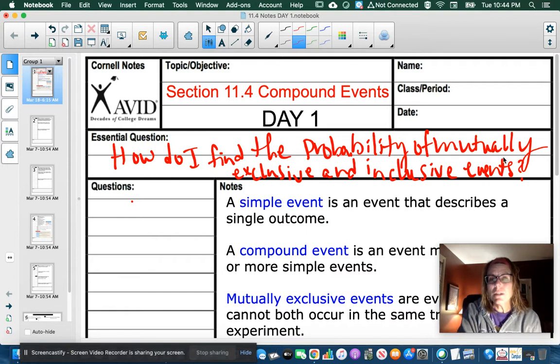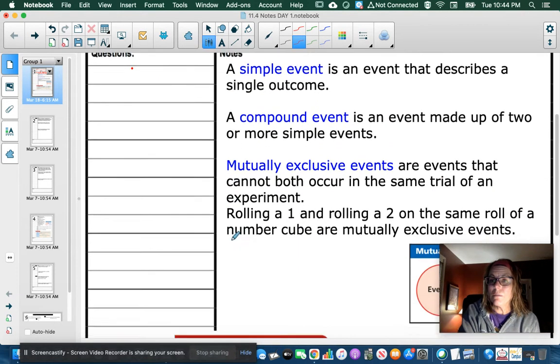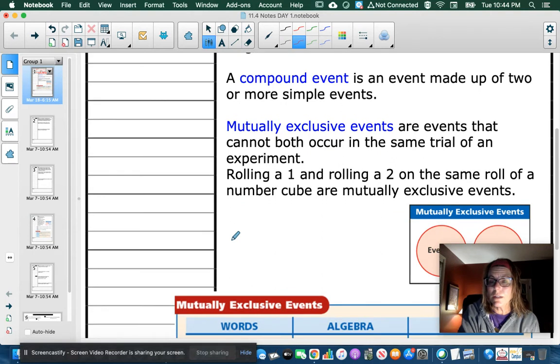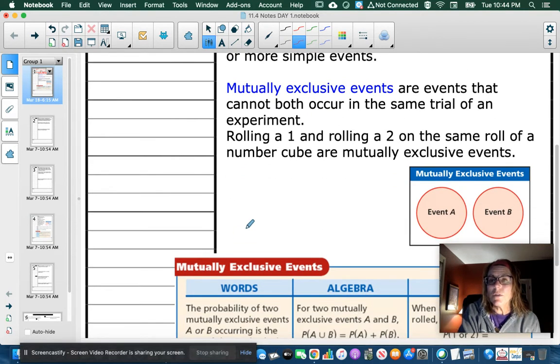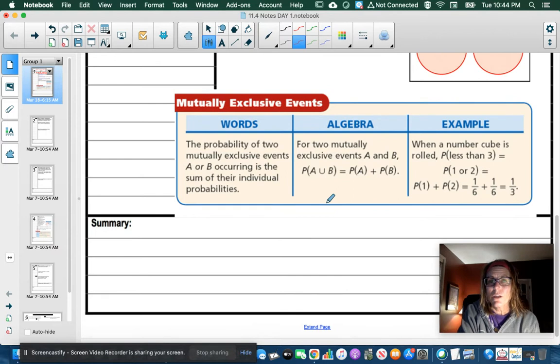A simple event is an event that describes a single outcome. A compound event is an event made up of two or more simple events. Mutually exclusive events are events that cannot both occur in the same trial of an experiment. Rolling a 1 and rolling a 2 on the same roll of a number cube are mutually exclusive events. To find the probability of mutually exclusive events, we add the two probabilities together.